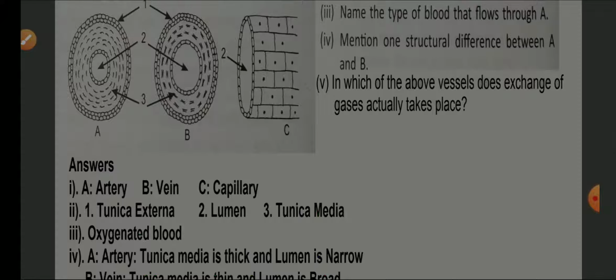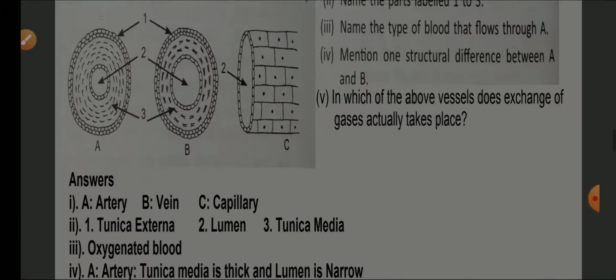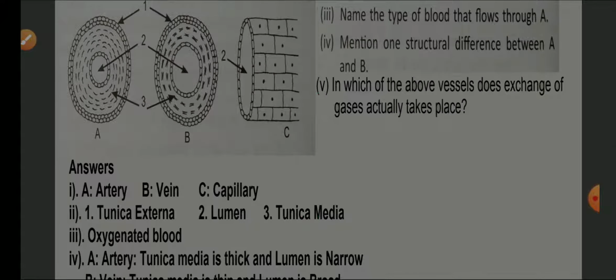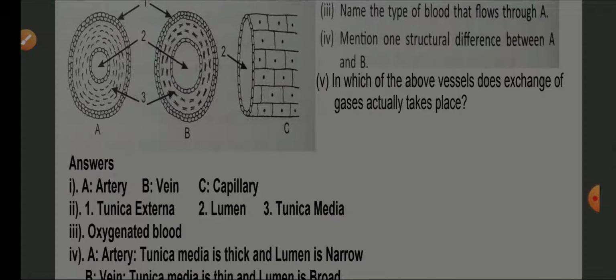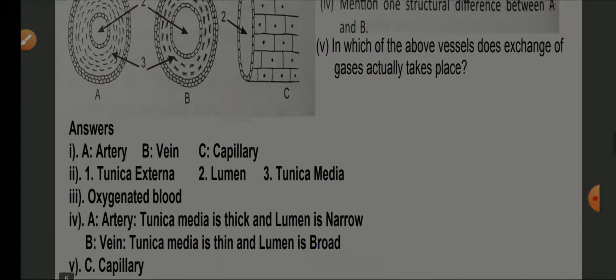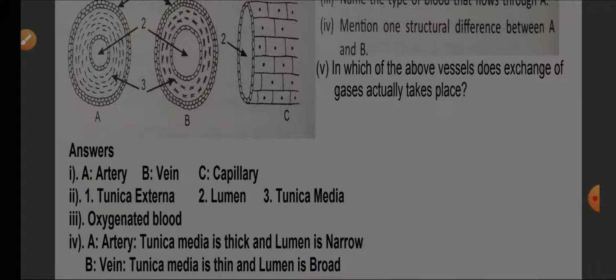So A, B, C. A is artery. How do you know? Because lumen is narrow. B is vein. How do you know? Because lumen is broad. And C is one cell thick, so it is capillary. Number 1 is tunica externa, 2 is lumen, and 3 is tunica media. Which sort of blood flows through A? It is oxygenated blood. Difference between artery and vein, so many times the question has been asked. And C is the capillary, from where the exchange of gases takes place, because it is one cell thick, and one cell thick is nothing but endothelial.